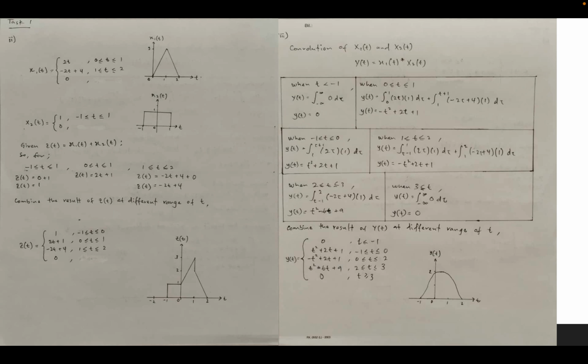So this is the convolution of x1(t) and x2(t). y(t) equals x1(t) multiplied by x2(t). So this is the formula for the convolution over the different ranges of t. So we combine the result of y(t) at the different ranges of t, and we get this as the graph.